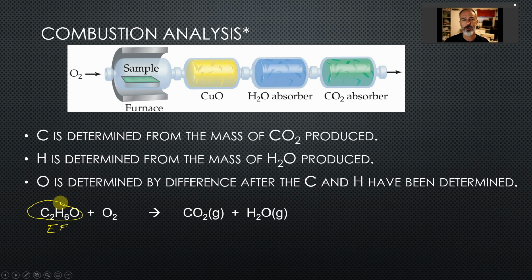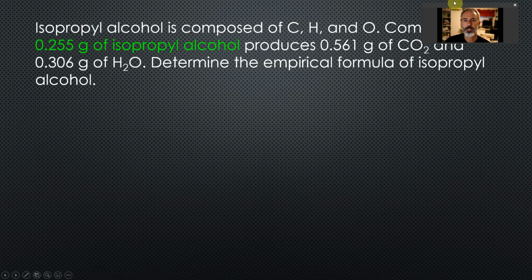Now in the example I'm going to show you, I actually don't think it's ethanol, but in any case, any hydrocarbon. Okay, so here's the example. Isopropyl alcohol is composed of carbon, hydrogen, and oxygen. So this is our hydrocarbon that we're trying to figure out the empirical formula for. Combustion of 0.255 grams of that substance. So this is the original actual substance, and that's going to turn out to be an important number at the end. It's not so important right now, but it's going to be an important number at the end. Once you combust it, it produces 0.561 grams of CO2 and 0.306 grams of water. And our job is to find the empirical formula.